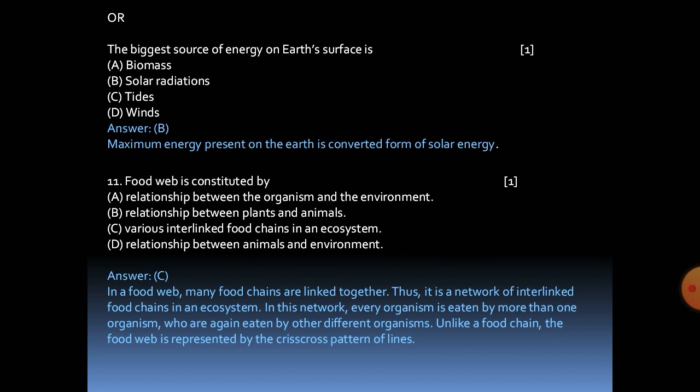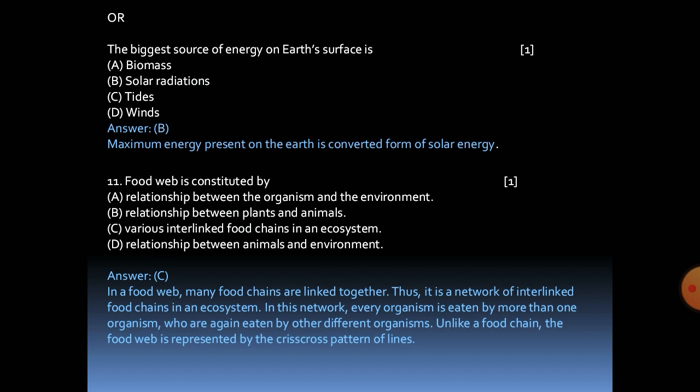Or you can go for a choice question. The biggest source of energy on Earth's surface is... The answer is solar radiation. Sorry, the answer will be B, solar radiations. Maximum energy present on the earth is converted from solar energy. Main source of energy on the earth is the sun. So the answer will be solar radiations.